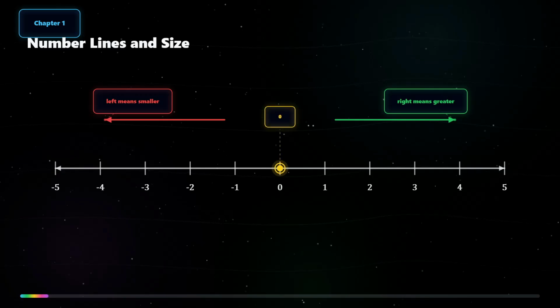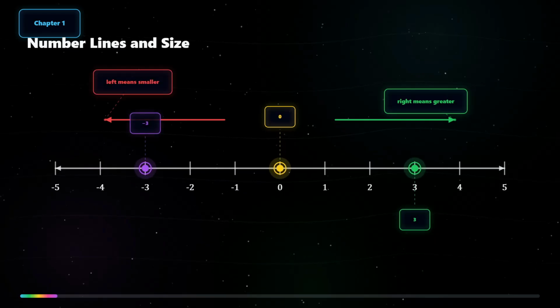0 is important. It is not just an empty space in the middle. 0 is a number. To the right of 0, we have positive numbers. To the left of 0, we have negative numbers. So 3 is to the right of 0, and negative 3 is to the left of 0.